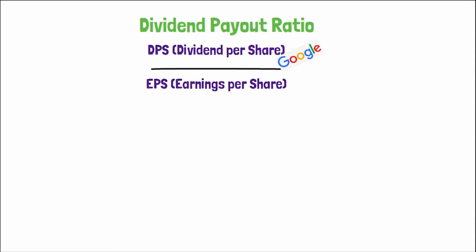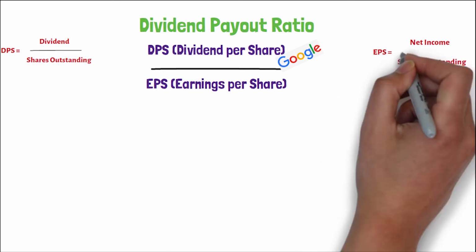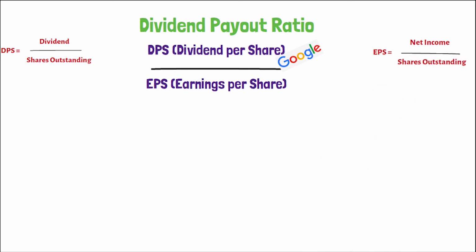But if we want to go to the trouble to calculate them, we divide the dividend by the number of shares to find the DPS, and for the EPS we divide the company's annual profits by the number of outstanding shares. Again, the payout ratio shows the percentage of cash flows that the company decides to allocate to its shareholders.